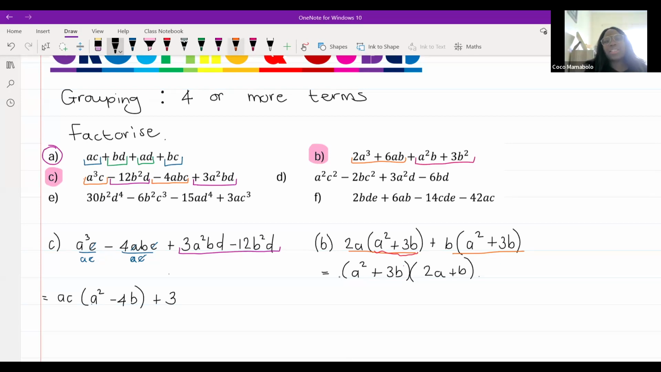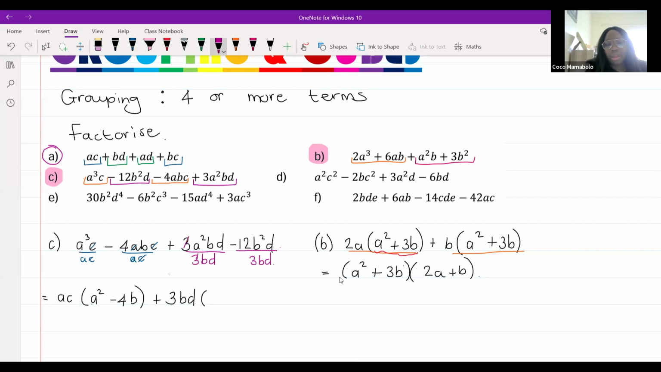Right. Now let's look at the variables. What variables do these two have in common? Correct, Amandla, that's it. They have B and D in common. So we're going to take out 3BD. And then we're going to open brackets, right? And then we're going to go over here and divide this part by 3BD. And we're going to divide this part by 3BD.